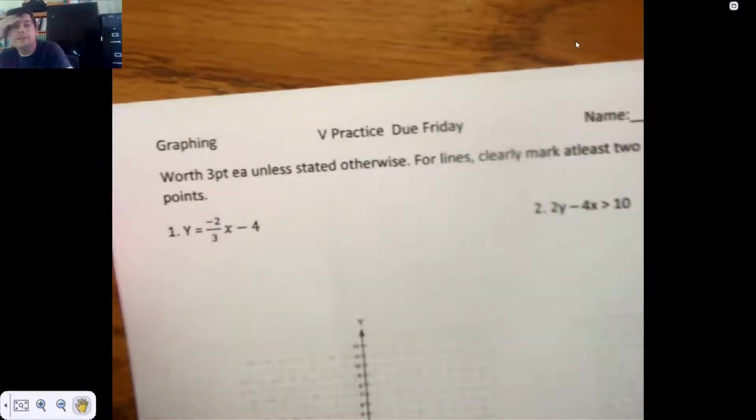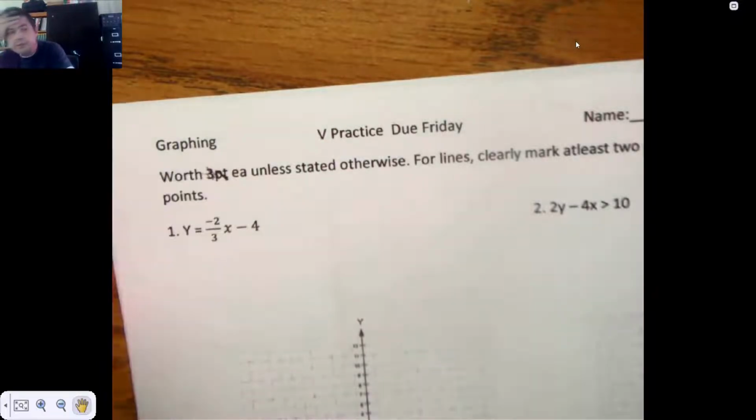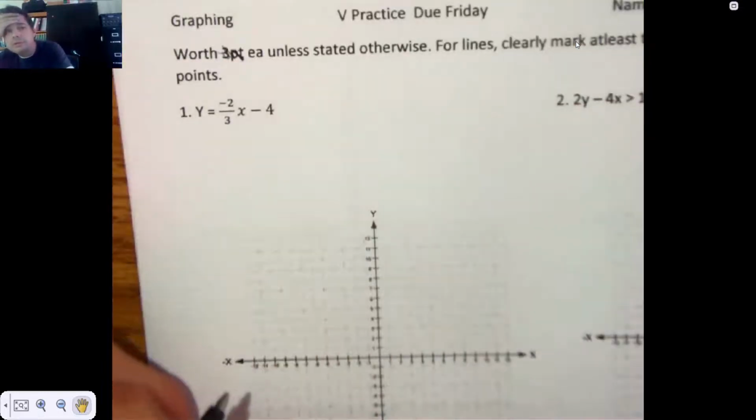All right, so this is graphing 5 practice. Obviously it's not going to be worth 3 points, it's practice. So it won't be worth but maybe 9 to 12 and a half points. Won't be worth a full quiz grade.